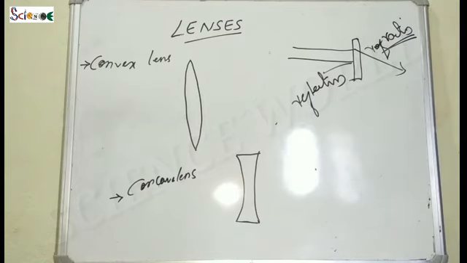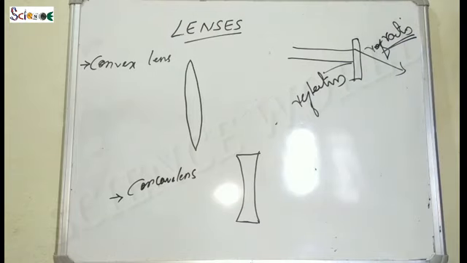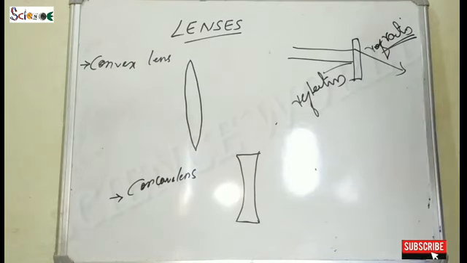Okay, so now let's go towards the types of lenses. There are certain types of lenses. Let's see. The first type is the convex lens, the second is the concave lens, the third is the plano-convex lens, and the fourth and last one is the plano-concave lens.